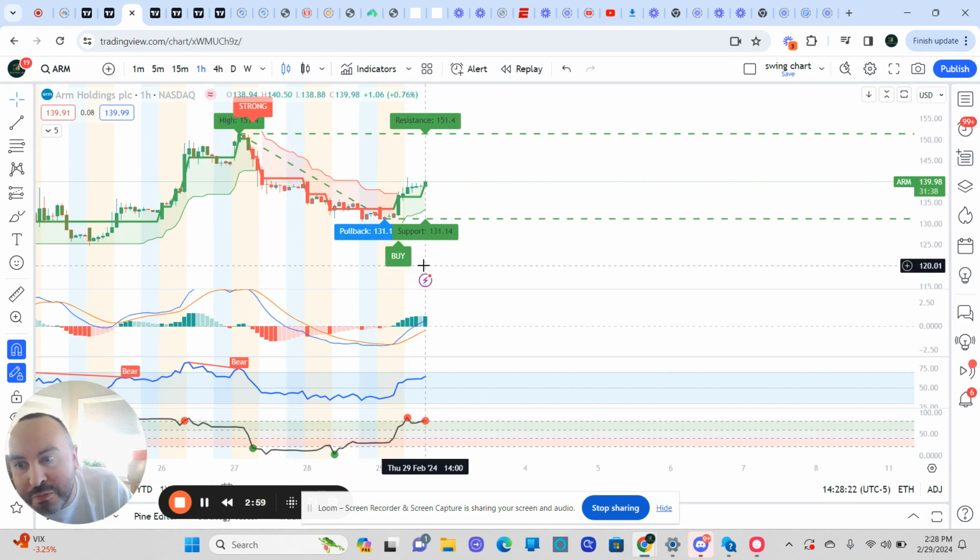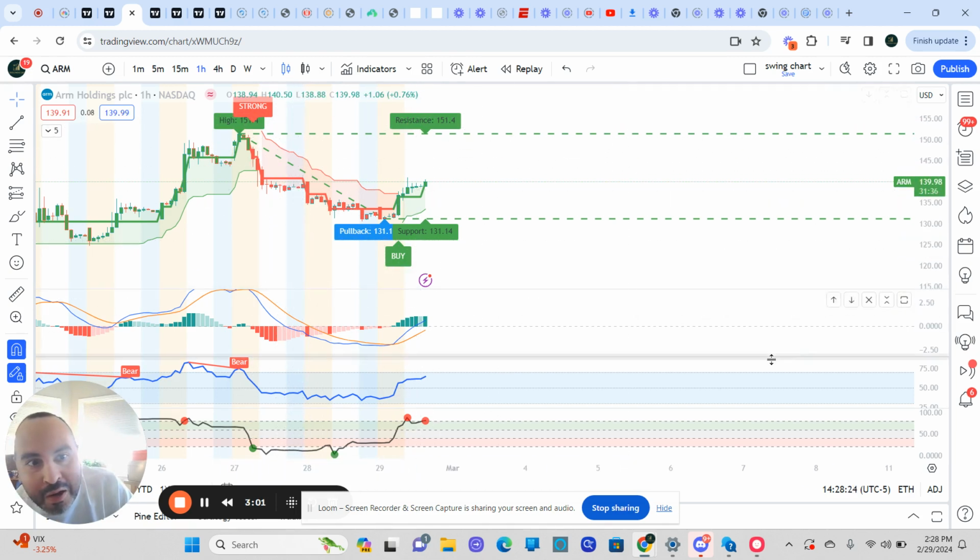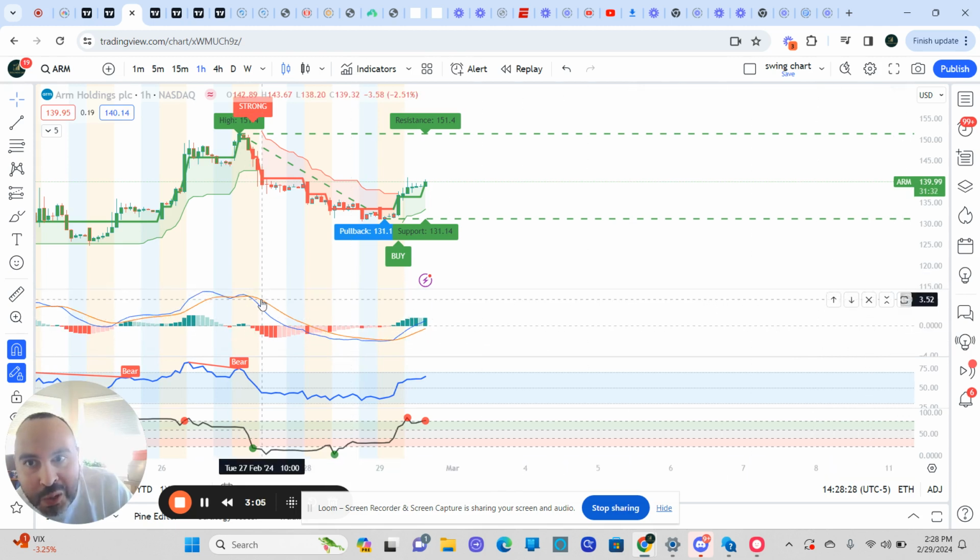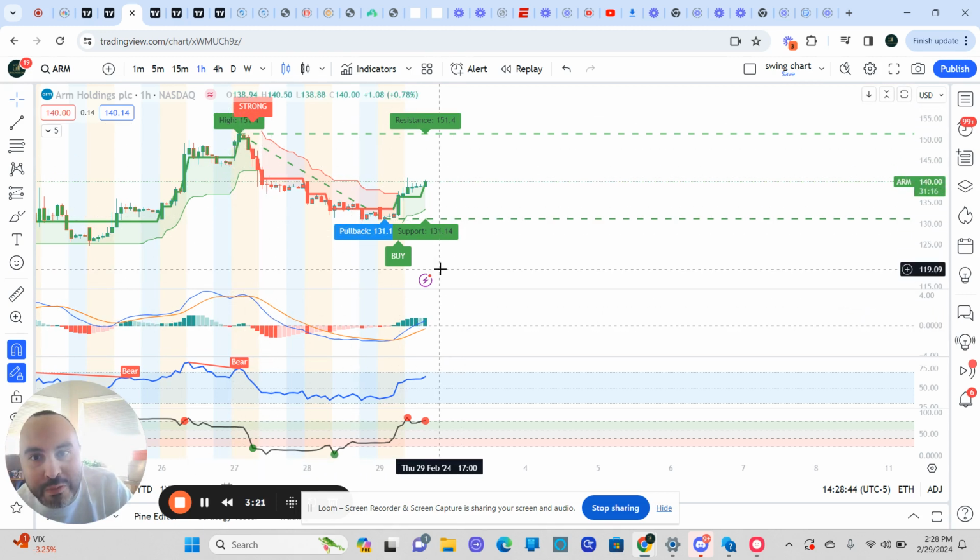So what did I look for? As you guys know by now, if you've been following my channel, we look for our Q trend sell signal and our MACD cross. Those are our main indicators. Support and resistance also very important. Okay, so what did I see here?